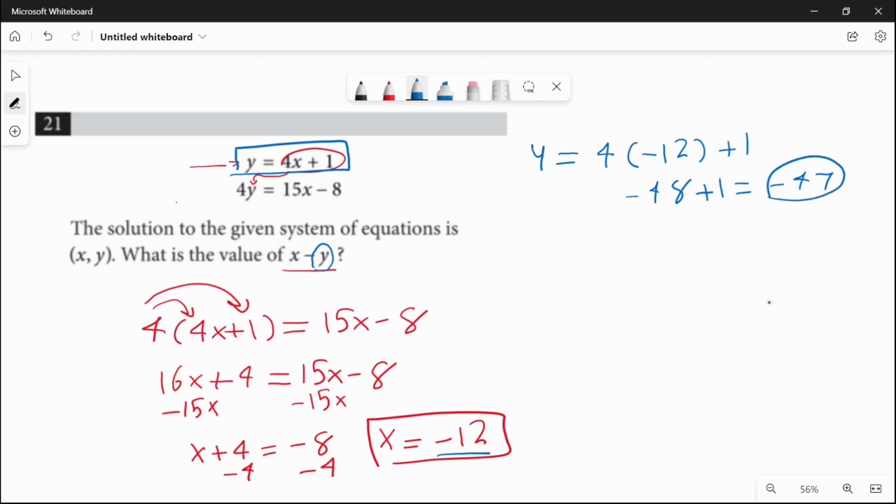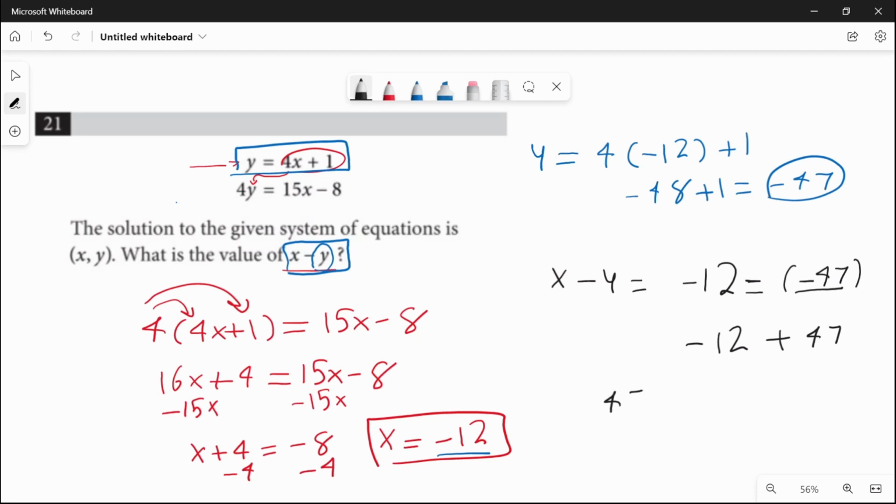Now we can plug in the values of x and y to find the value of x minus y. So x minus y is the same as negative 12 minus negative 47. Negative minus negative is the same as positive. So we will have negative 12 plus 47. So 47 minus 12 is equal to 35. So the answer for this question is 35.